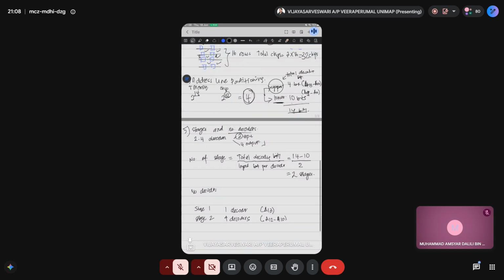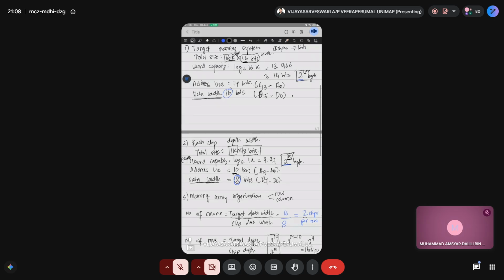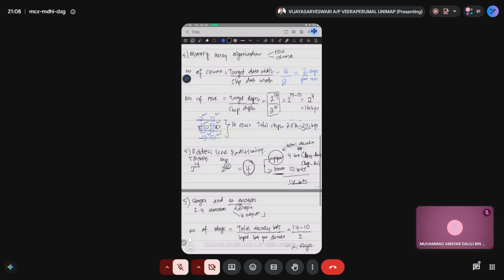Okay, how do I get A0 to A9 and all that? If you look here, if you refer back, we have 14 bits, which is from A13 to A0. Here the chip is A9 to A0.